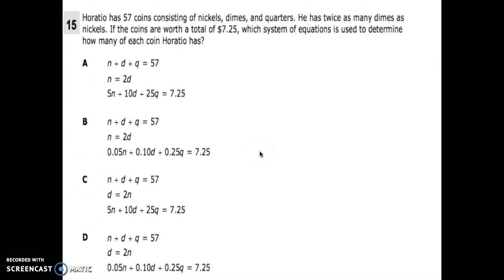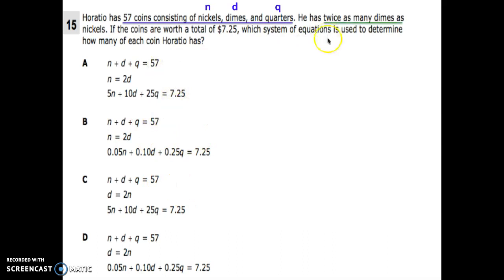Okay, question number 15. A word problem where we got to construct the equations from the word problem. We did a few of these, but hopefully we can handle this one together right here. So we have 57 coins consisting of nickels, dimes, and quarters. So I'm going to label them. Nickels are N, dimes D, Q is quarters. This is actually one equation right here where it's just the nickels, dimes, and quarters is 57 of them. All of these answer choices have this. N plus D plus Q equals 57. So they all have that first part correct.